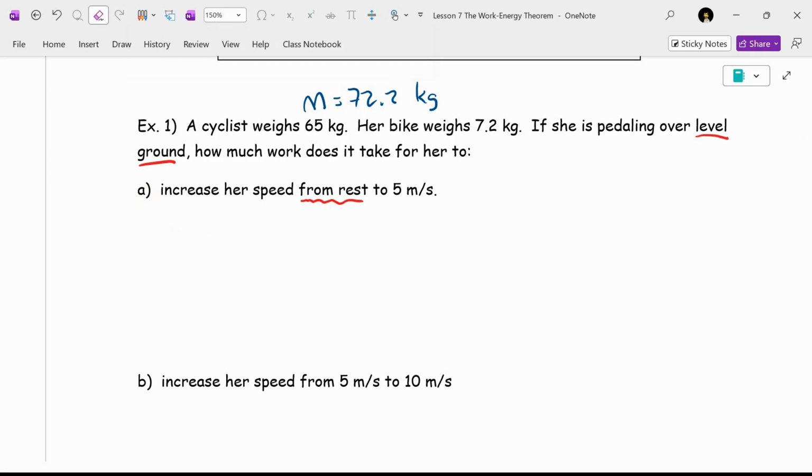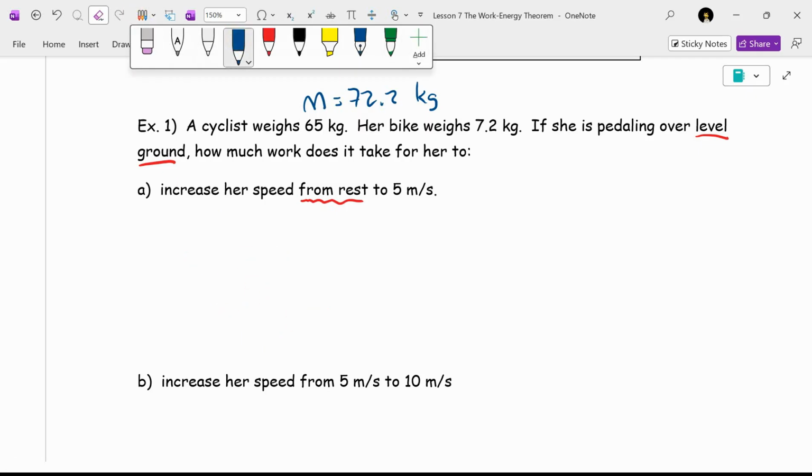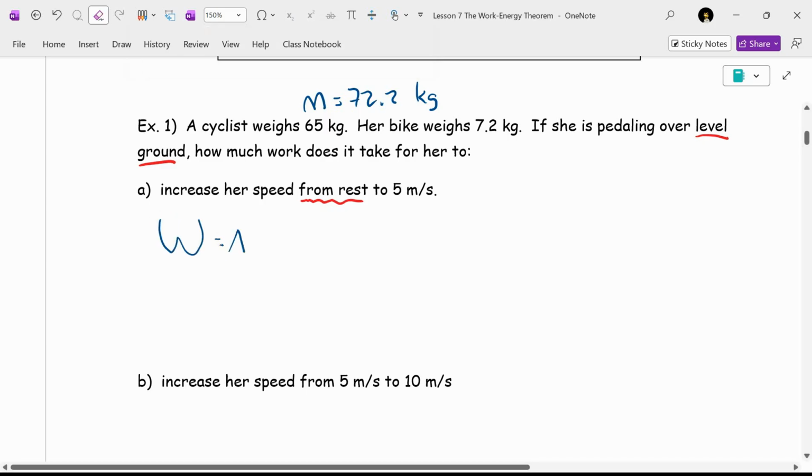My next thought would be, well, maybe they gave me the area underneath a force versus displacement graph. Be stupid obvious. Kara, did they give me a graph in this question? No. So as a last resort, and this is what you can write down, I go to the work energy theorem. Work equals the change in potential plus the change in kinetic.